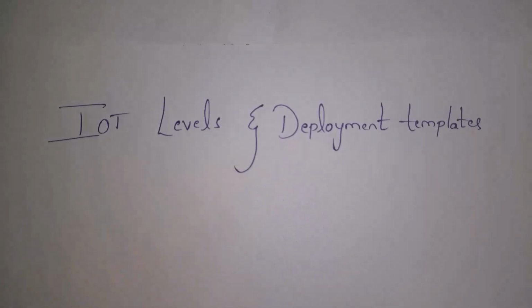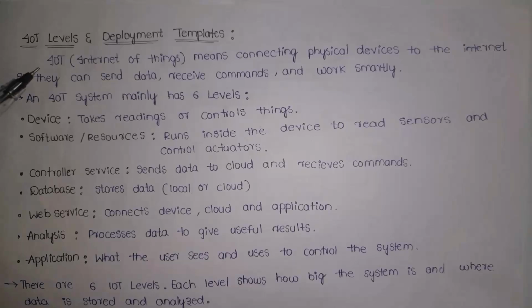Let's get started. Guys, IoT means connecting physical devices to the internet so that they can send data, they can receive commands, and they can work smartly without human help. These are some of the common parts that are the same for all levels. The first one is device. Device is nothing but IoT device. For example, if you consider smartwatch, smart bulb, CCTV camera, sensors, all these are examples of IoT devices.